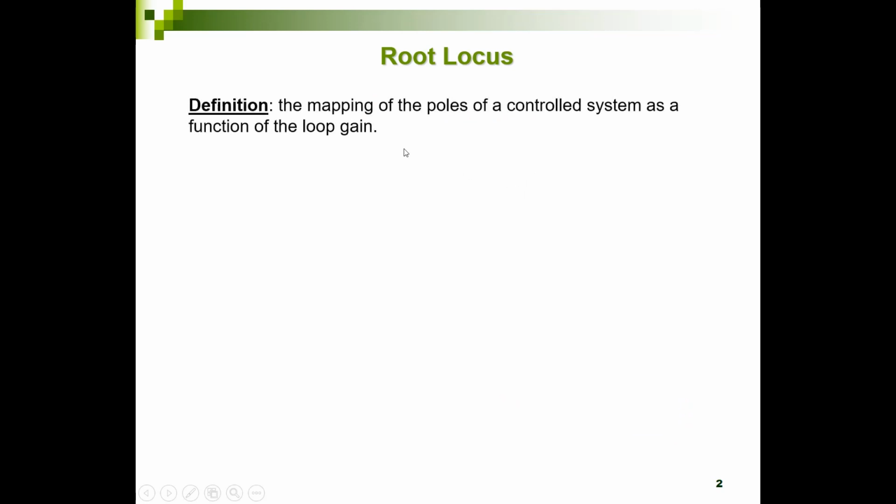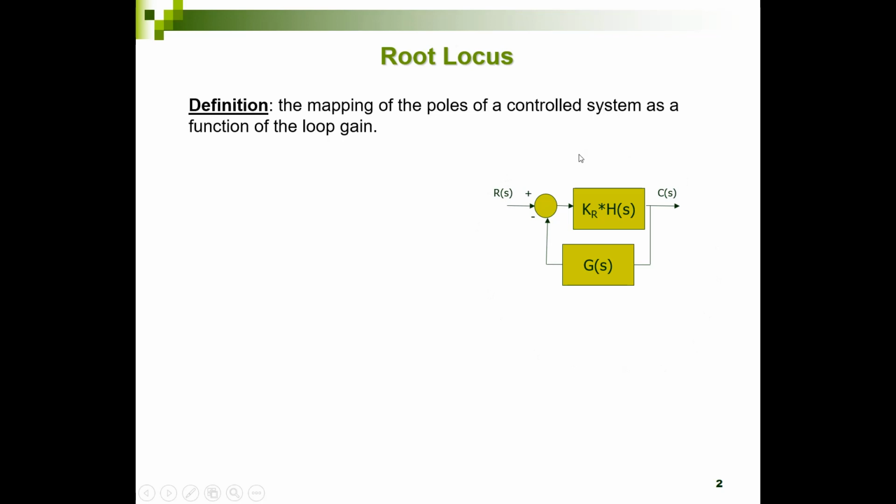The definition of the root locus is the mapping of the poles of a control system as a function of the loop gain. Let's look to this situation in which we have a system over here, H, and we have a system over here, G. This system H is in the forward branch and this system G is in the feedback loop. So we can define an output signal C over here, which is the control value, and we can define a set point, a requested value over here, R.